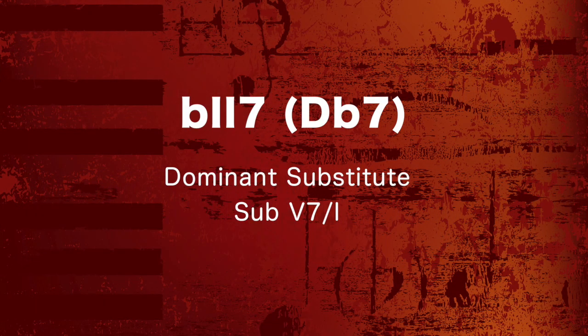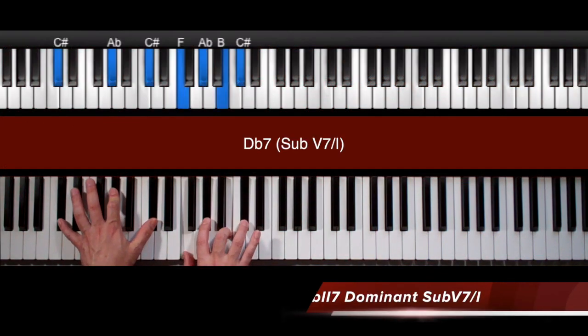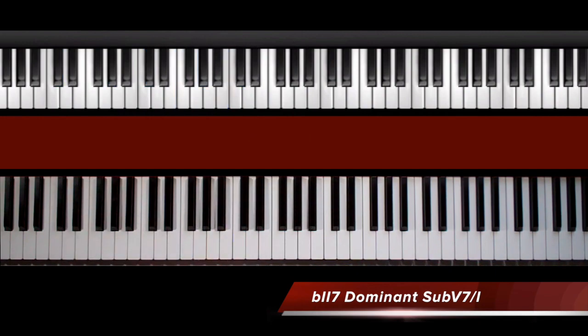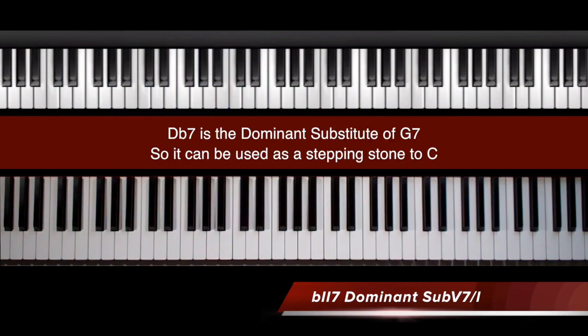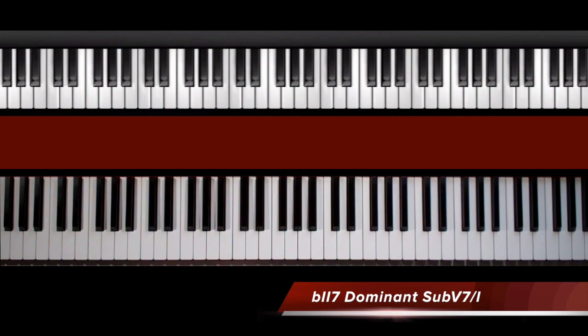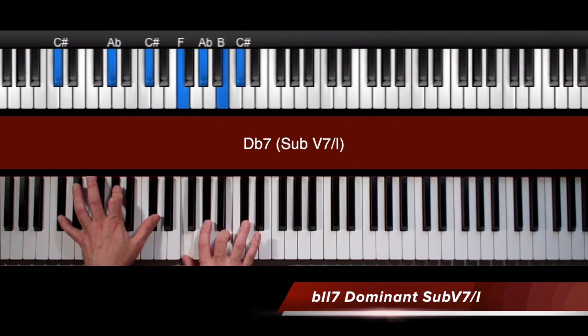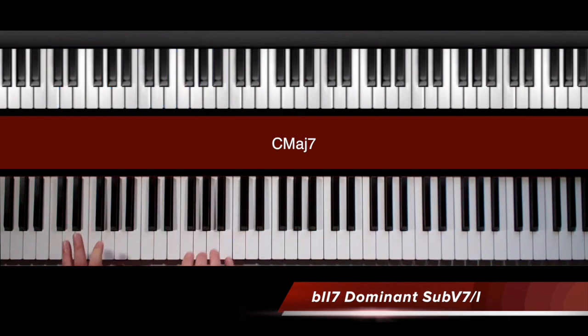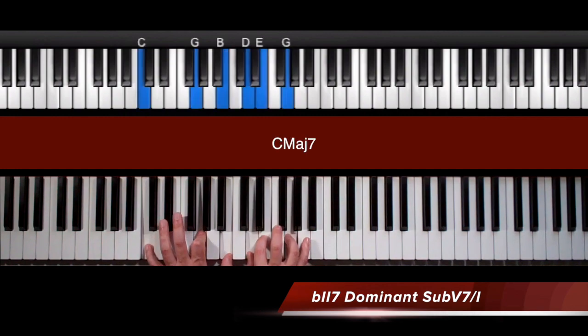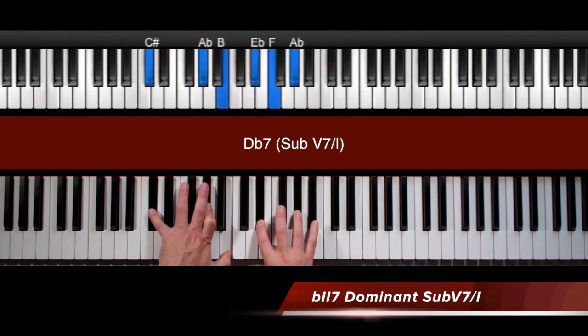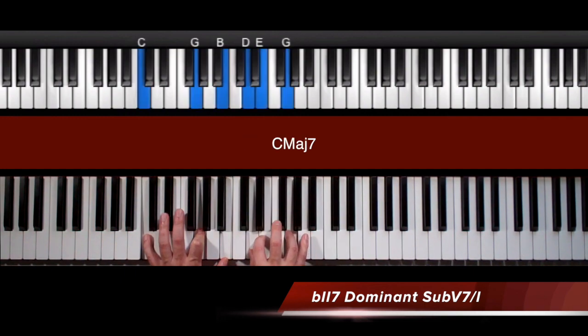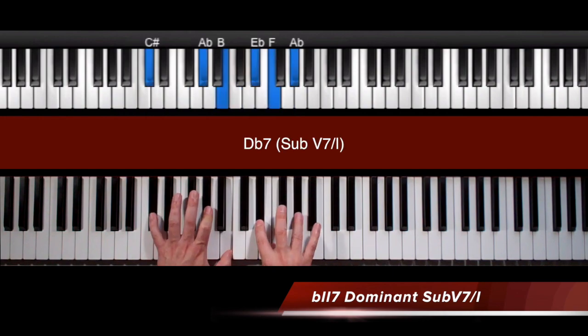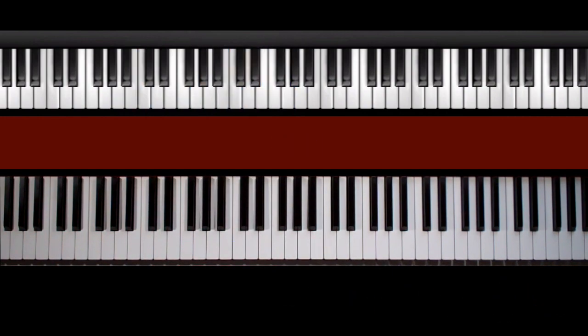The flat 2-7, which is the dominant substitute of the 5-7, in this case, D flat 7. D flat 7 is a dominant substitute of G7, so it can be used as a stepping stone to C. G7, D flat 7, C major 7. But it can also be used more directly. From C major 7 straight to D flat 7. Half steps.